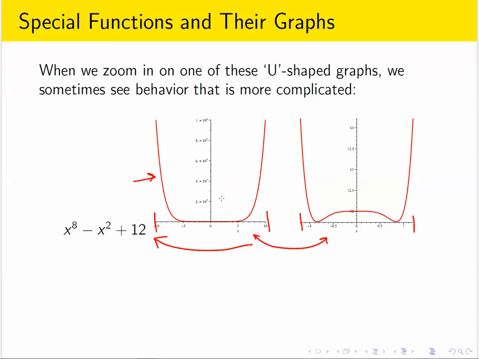And the height is a lot different. On the left, we're viewing from 0 to 10 to the 8th. This is scientific notation here. 1 times 10 to the 8th, that's a 1 followed by 8 zeros.